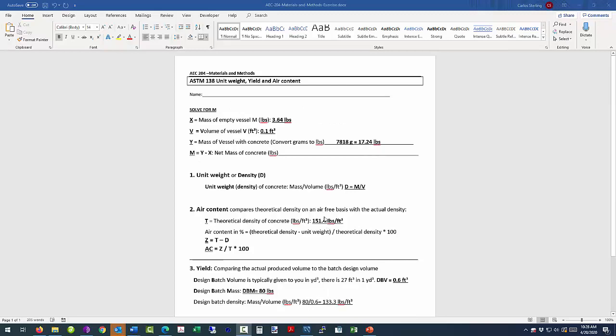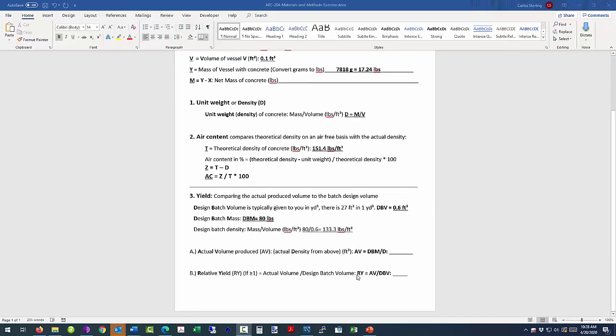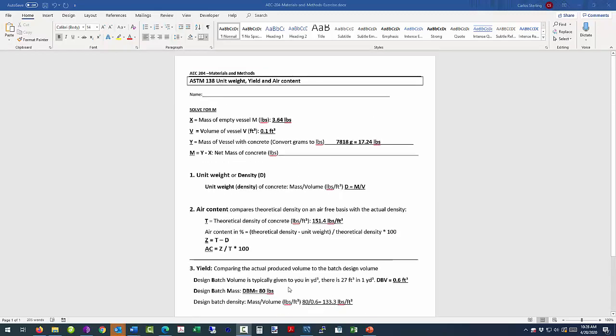Again, you'll put your name, work out all the formulas, mathematics, and your solutions, and then scan it or take a picture of it and send it back to us.